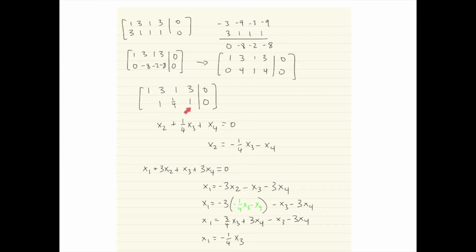So then this equation here turns into x2 plus 1/4 x3 plus x4 equals 0. So that means that x2 is this linear combination, and that x3 and x4 are going to be free variables. And then this top line here turns into this equation here. x1 is this, by moving all this to the other side, and then I know what x2 is in terms of the free variables x3 and x4, and then I finally get that x1 is equal to -1/4 x3.